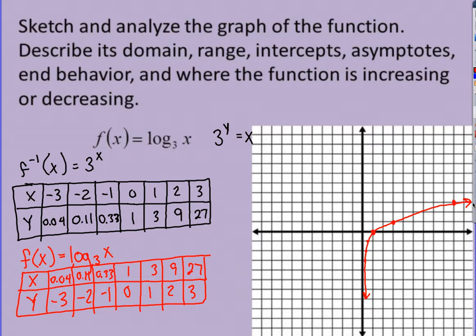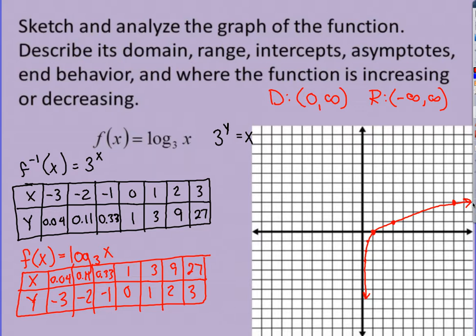Now it says once we have it sketched, we are going to describe the domain, range, intercepts, asymptotes, and behaviors, and where the function is increasing and decreasing. As you can see, it is all going to be greater than x is equal to 0. So for our domain, we are going to go from 0 to infinity. Our range, it goes all the way down and it goes all the way up. The arrows are pointing both directions. So our range is -infinity to +infinity.